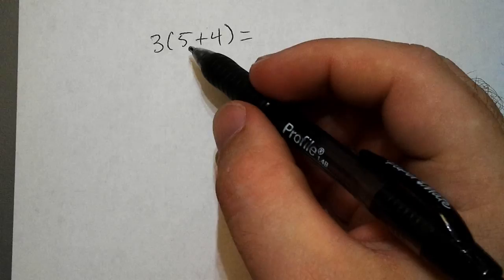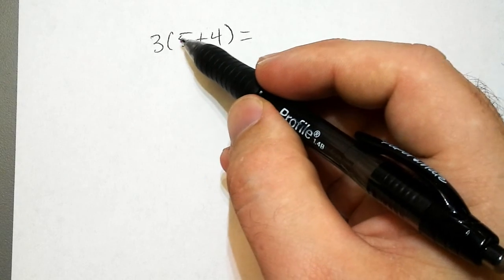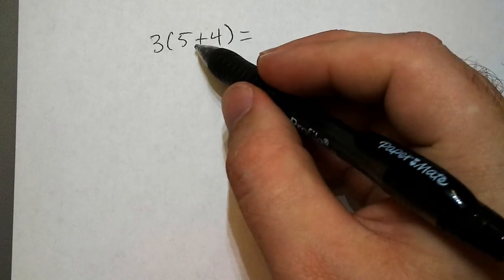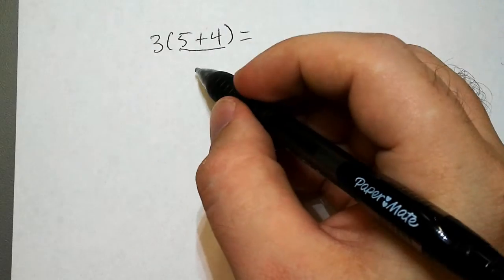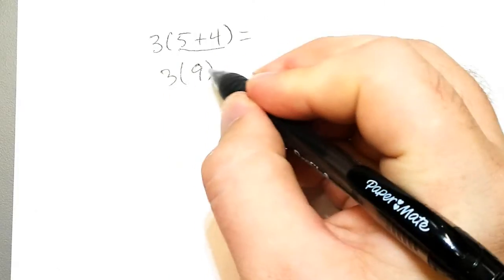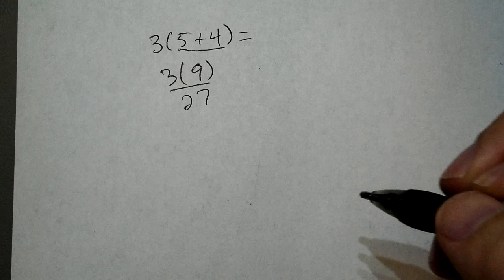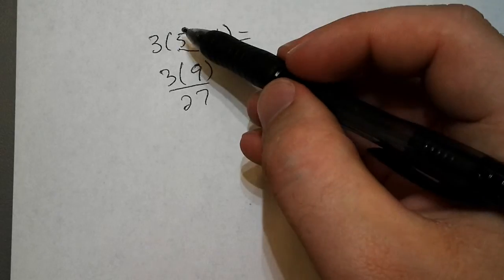Alright, so we know that this 3 on the outside of parentheses means multiply what's inside the parentheses, right? Now, if we have both values known, we could follow order of operations and do the parentheses first. 5 plus 4 is 9, and then we'll just do 9 times 3, which would give us 27. But there's another way we could do this.